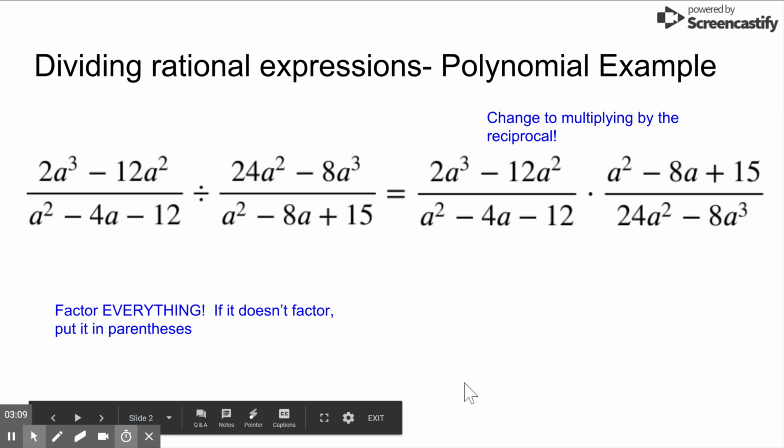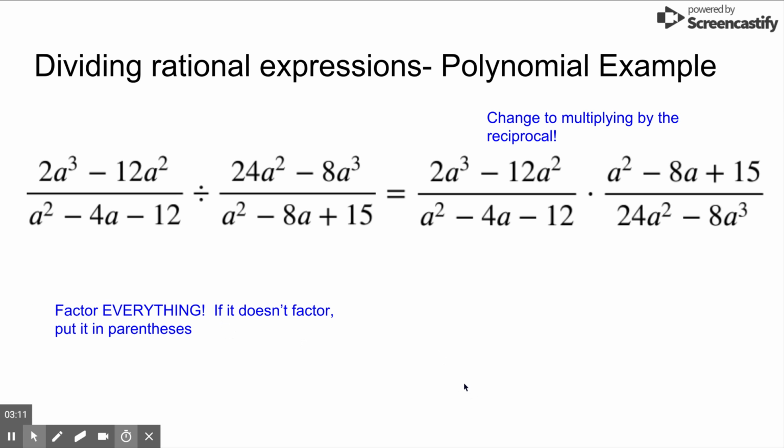After that, we're going to factor everything. And if it doesn't factor, you're going to put it in parentheses. But it's really important that you factor everything and don't try to multiply this big mess out, because you'll just make a bigger mess.